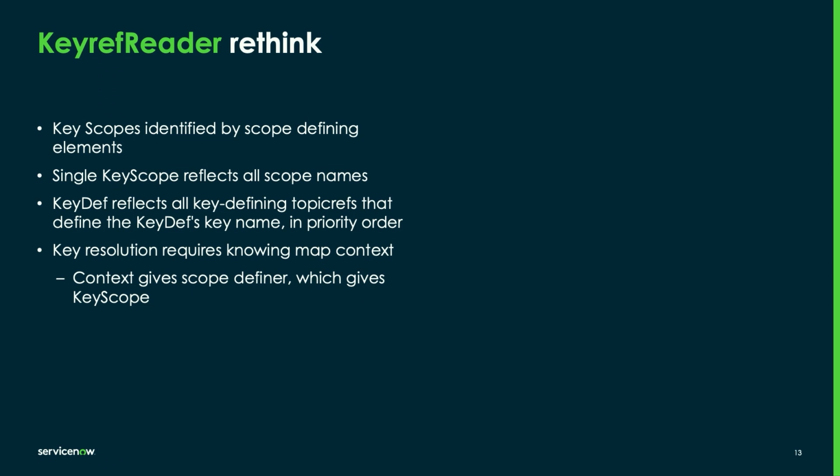And the other thing that's important is that key resolution requires that you know the map context, right? Once you have scopes, you cannot resolve a key reference reliably unless you know the map context in which that key resolution is happening. If I have a topic that makes a key reference, and that topic is used in 2 different places in the map, and I try to resolve that key, I can get different answers for each of those resolution instances in those 2 different map contexts, right? So I have to know the map context in order to resolve a key reference.